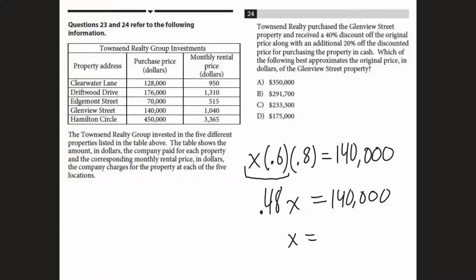Go to my calculator. 140,000 divided by 0.48 equals $291,666, approximately. All right, and which is closest to that? Well, that's going to be B. B will be closest to the original price of the property.